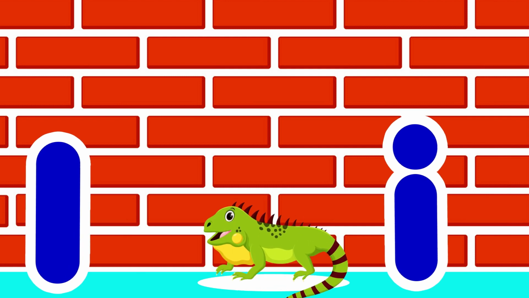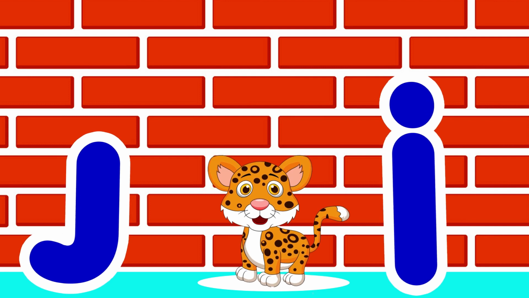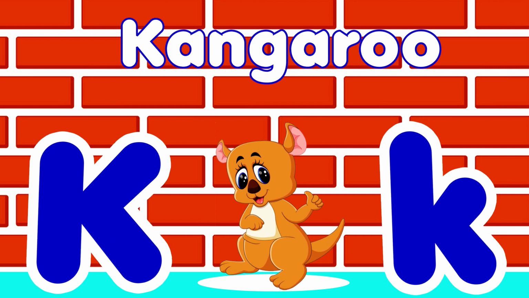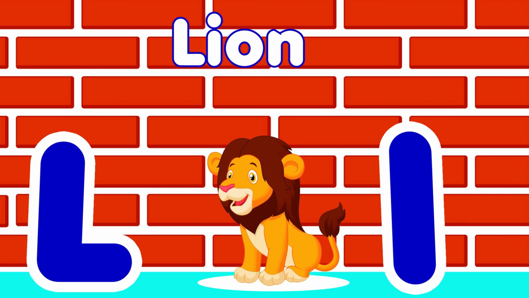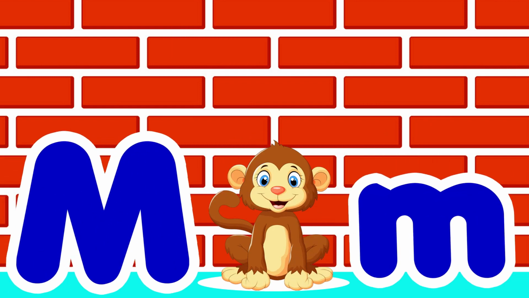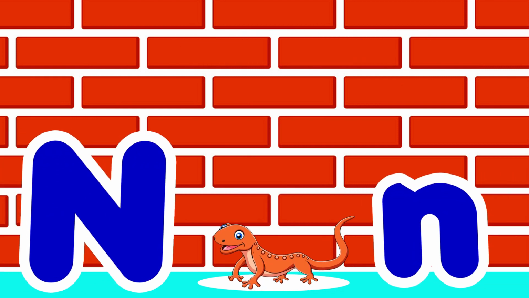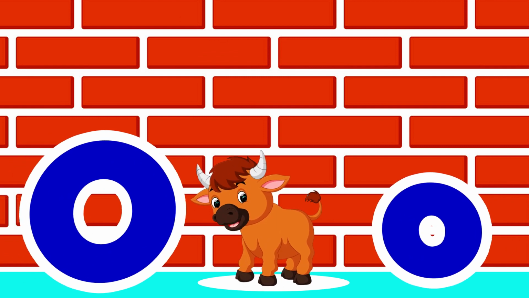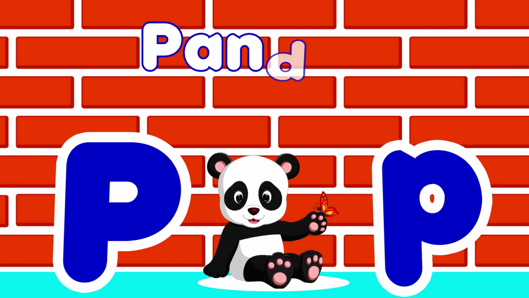I is for iguana. Iguana. J is for jaguar. Jaguar. K is for kangaroo. Kangaroo. L is for lion. Lion. M is for monkey. N is for newt. Newt. O is for ox. Ox. P is for panda. Panda.